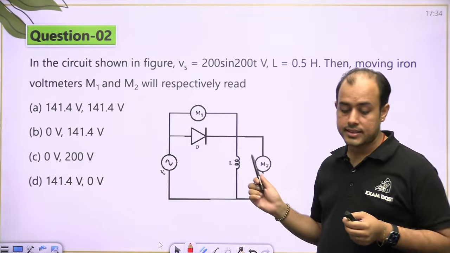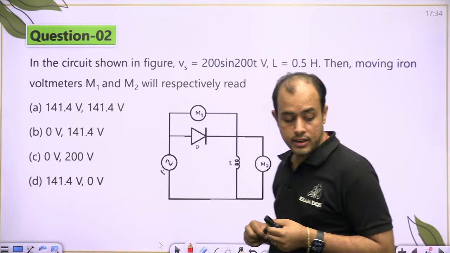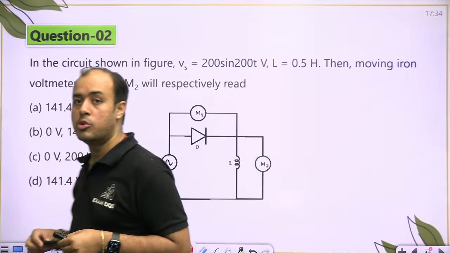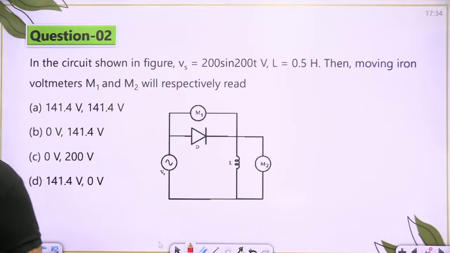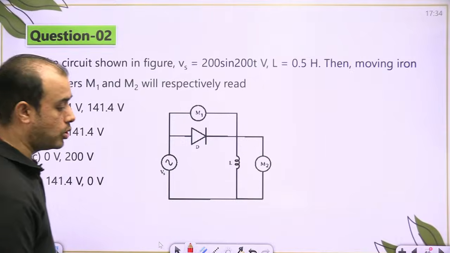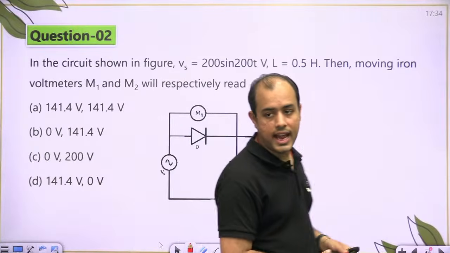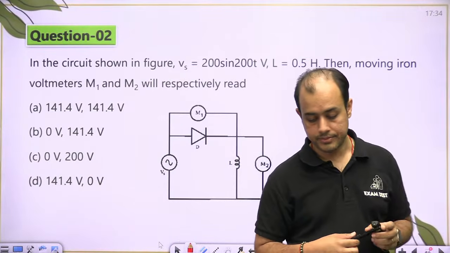Now try this. This is a purely inductive load. What will be the reading of moving iron voltmeter M1 and M2? I want the reading of the moving iron voltmeter. What does a moving iron instrument read? RMS value. Moving iron always reads RMS value. So basically I need the RMS voltage across diode and inductor. बताइए.